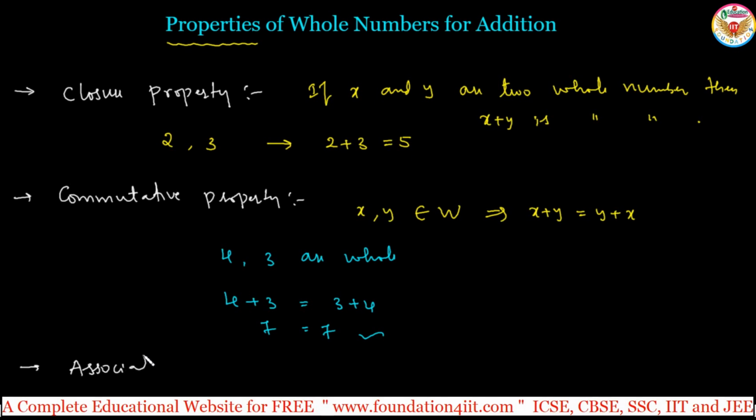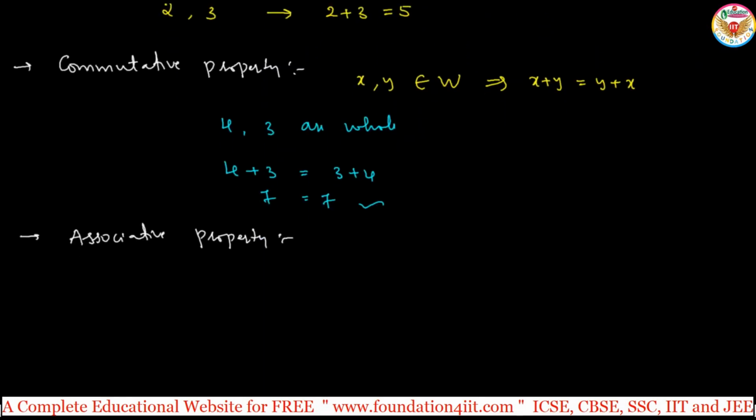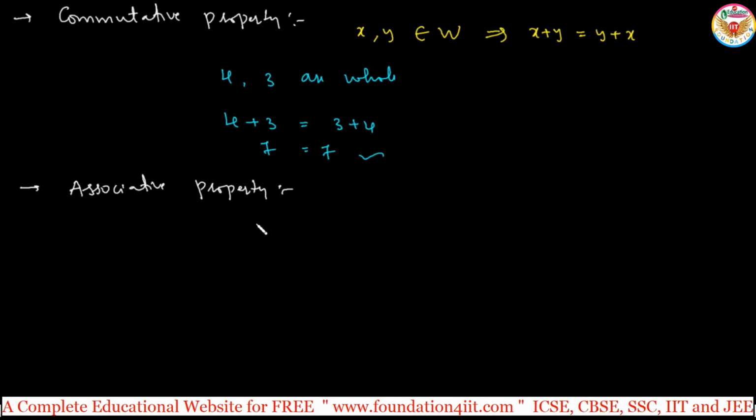And the next one, associative. When you come to the associative property, same as the commutative property, here we have to take three numbers. That means for any three whole numbers, let us take x comma y comma z. If x comma y comma z belong to the whole numbers, then according to the associative property, x plus y plus z is equal to x plus y plus z, grouped differently. Okay.